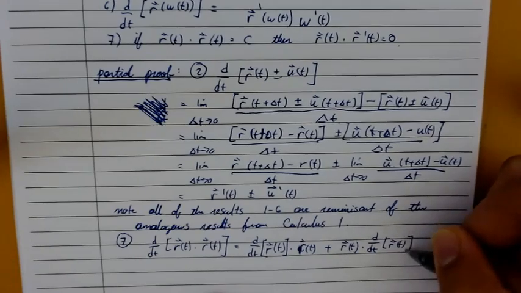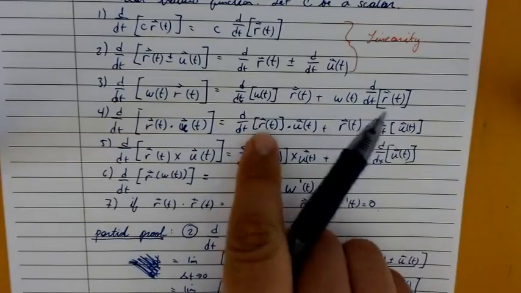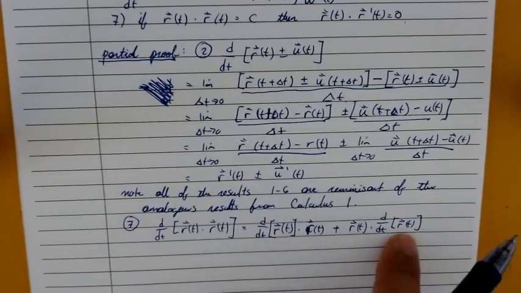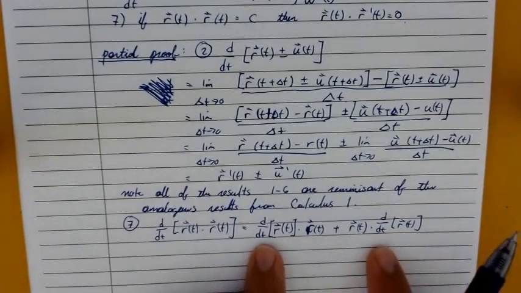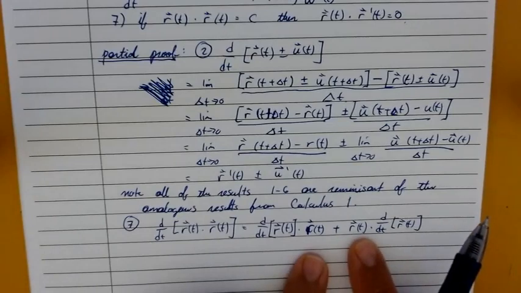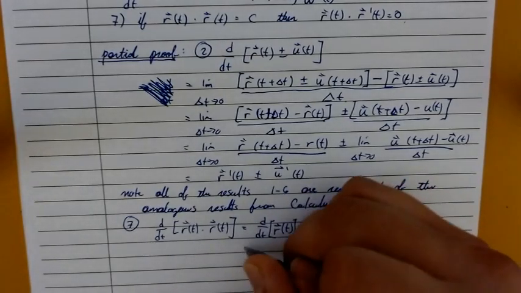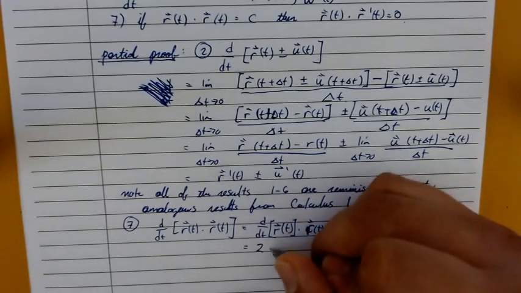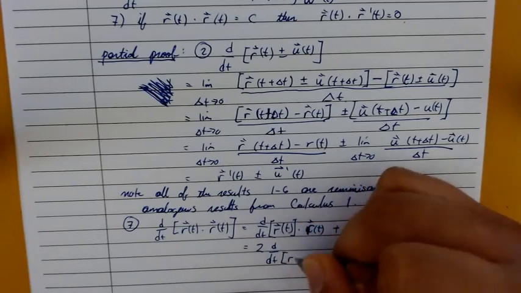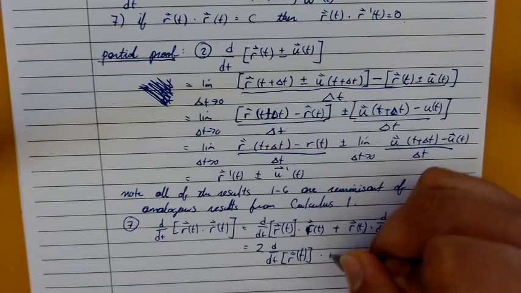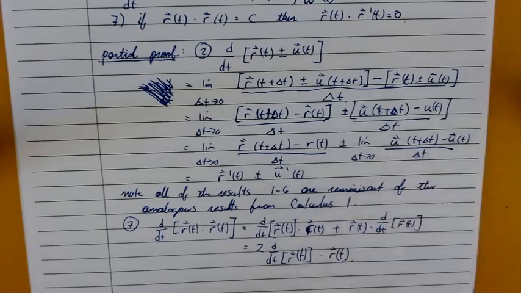Well, normally these two look different, right? That's the derivative of r times u, and then the derivative of u times r. But since they're all r, these look exactly the same. Derivative of r times r. So really that's just double the derivative of r times r. Equals 2 times d dt of r of t dotted with r of t. Okay?